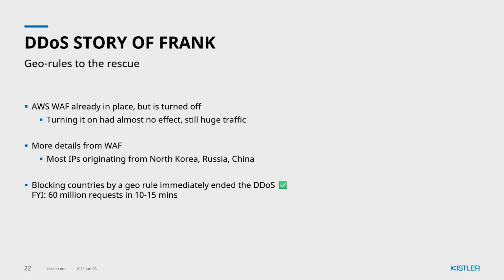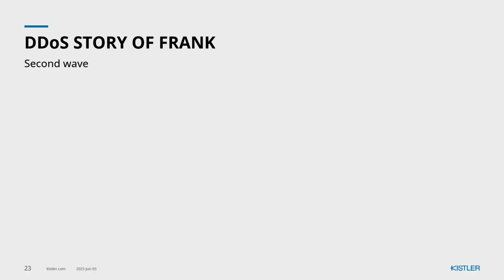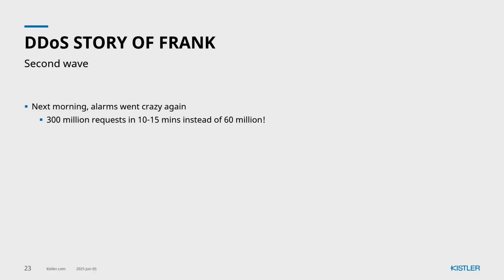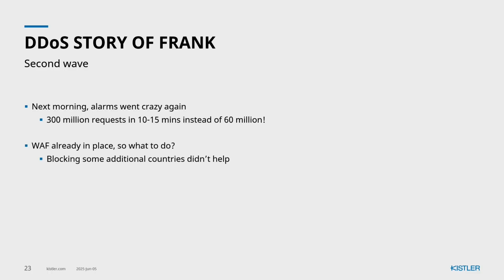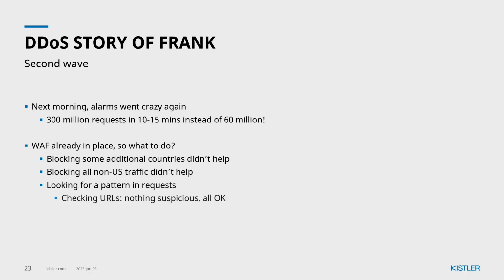So it seemed like a very good story again, until a second wave came. The next morning, he already had like 5 times the number of requests in the same amount of time. And he was already blocking some even additional countries. Still it didn't help. So he was somehow clueless in the beginning. What he had to do is block even all non-US traffic. He had a US company. Still not real good results.